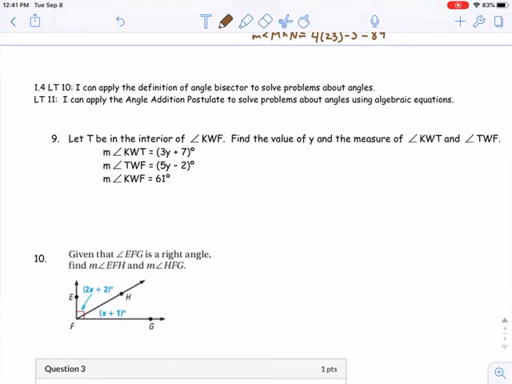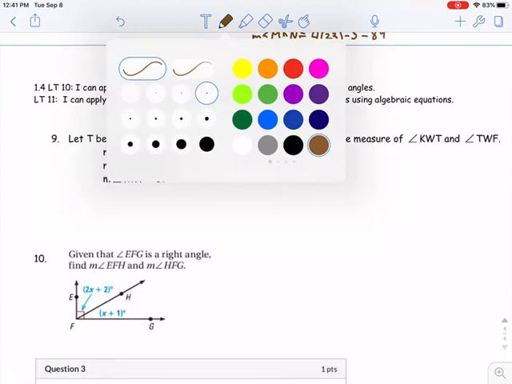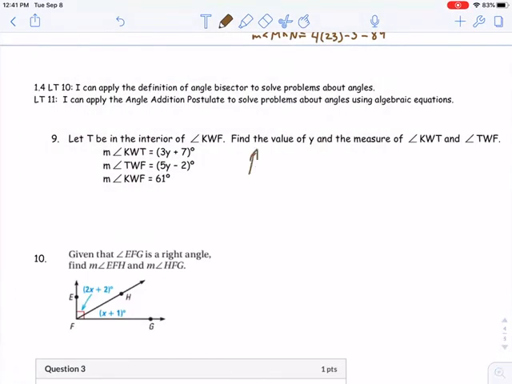Okay, a couple more. Let T be in the interior of angle KWF. All right, so I'm just going to draw some angle, KWF. And remember, since W is the middle point, that has to be the vertex. And T is just somewhere in the interior. So boom, now we have that. All right, so we need to find the value of y and the measure of angle KWT and the measure of angle TWF. All right, so I'm just going to label things.